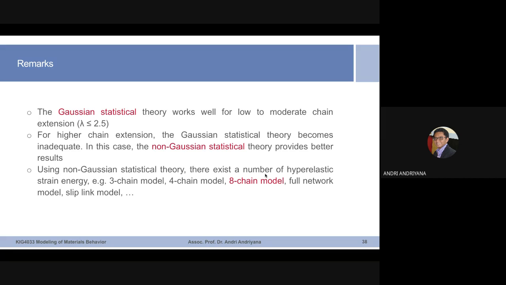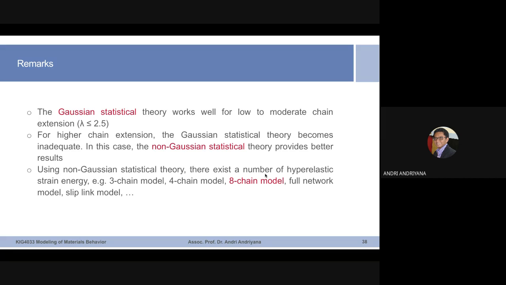And there are a lot of models now developed using non-Gaussian statistical theory. For instance, if you Google it on the internet, you type 3-chains model, 8-chains model, 4-chains model, 4-network model, slip link model, and so on and so forth. These are various models developed by people to improve the capability of the mathematical equations to predict the stress strain characteristic of the materials.